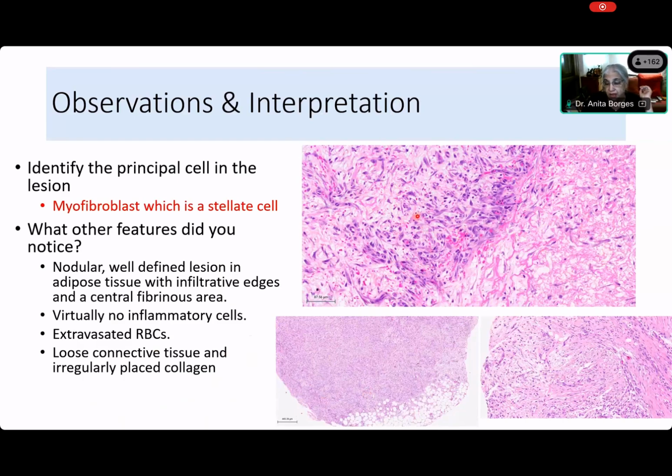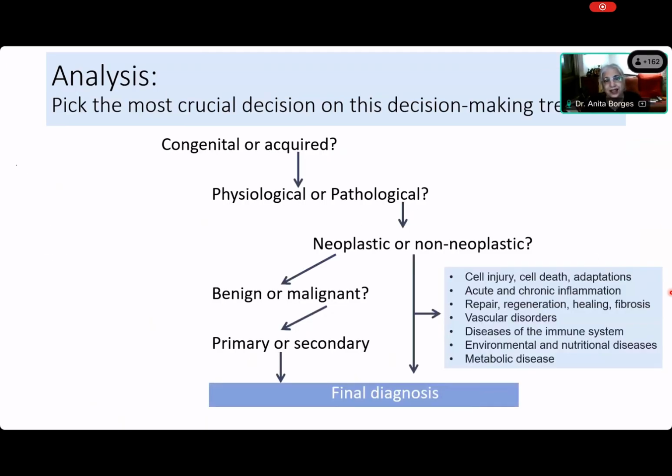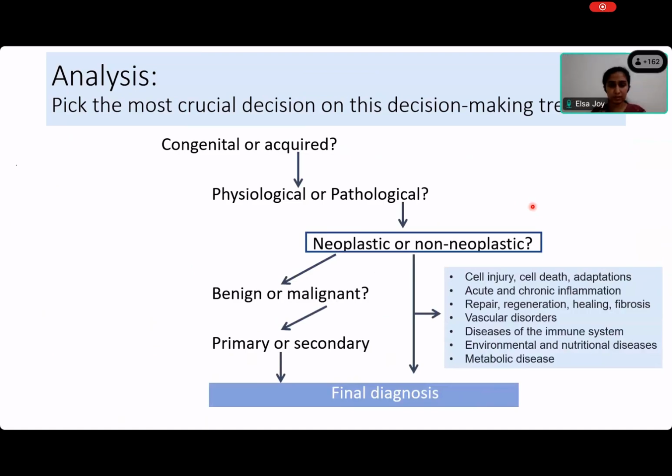So what is this? What's the diagnosis now, Elsa? Nodular fasciitis. Very good. That's excellent. If you have to use an analysis chart, what do you do? Which is the most crucial decision on this decision chart, Elsa? Neoplastic or non-neoplastic? Yes, neoplastic or non-neoplastic. Right. So now, which do you think it is? It is neoplastic. Okay. Because nodular fasciitis is neoplastic. Is that it, Elsa? It's benign. Yes, but is it neoplastic?